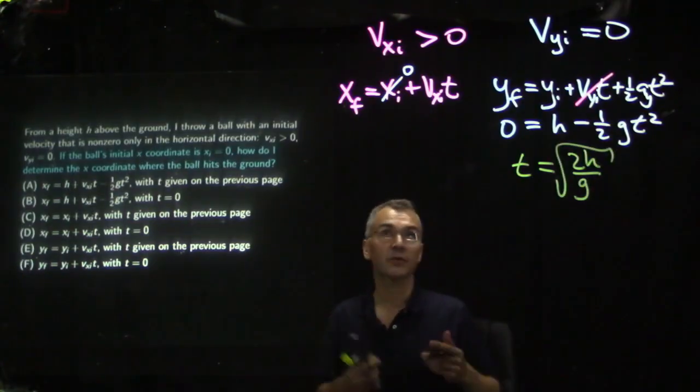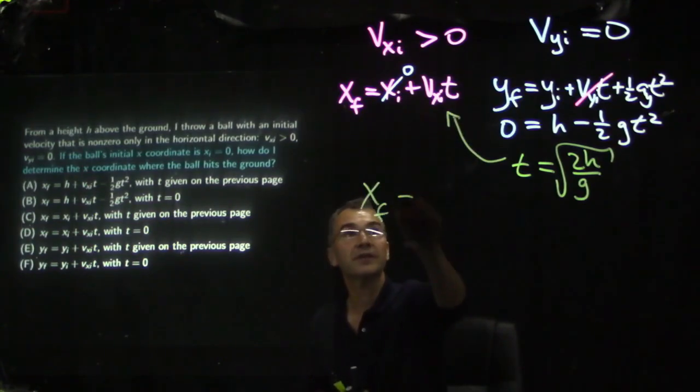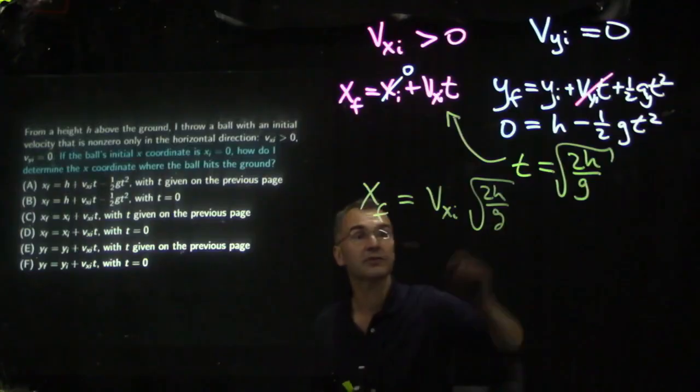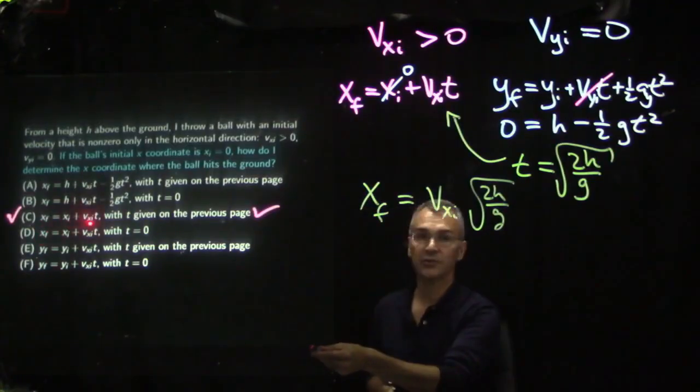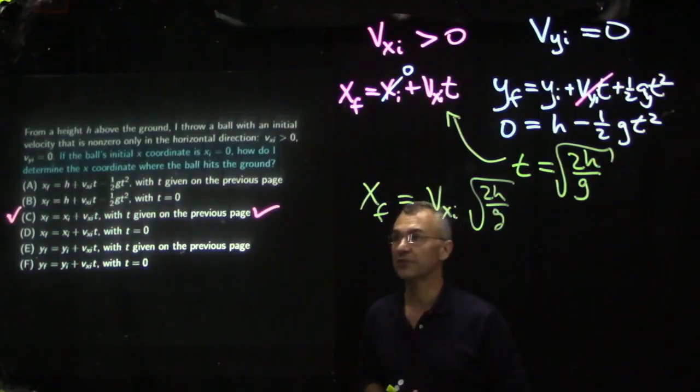Then you want to know the x-coordinate where it hits the ground. We just plug in that same value of time here. So x final is Vx initial times that time, which is just the square root of 2 times height over little g. X final is x initial plus Vx initial times time, with time given on the previous page. I think I like answer C, Charlie, for this.